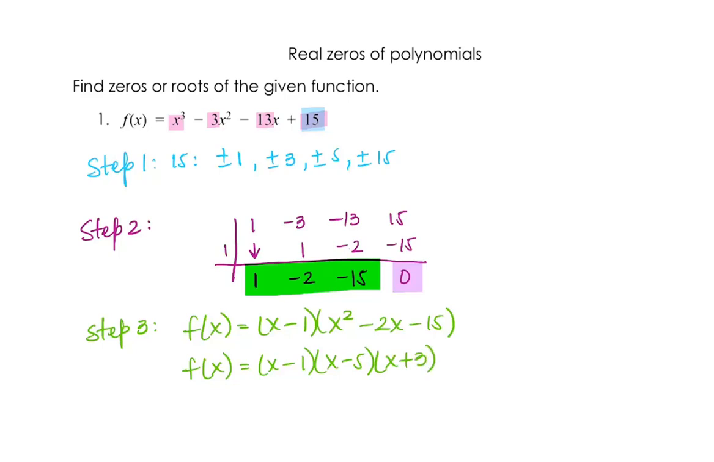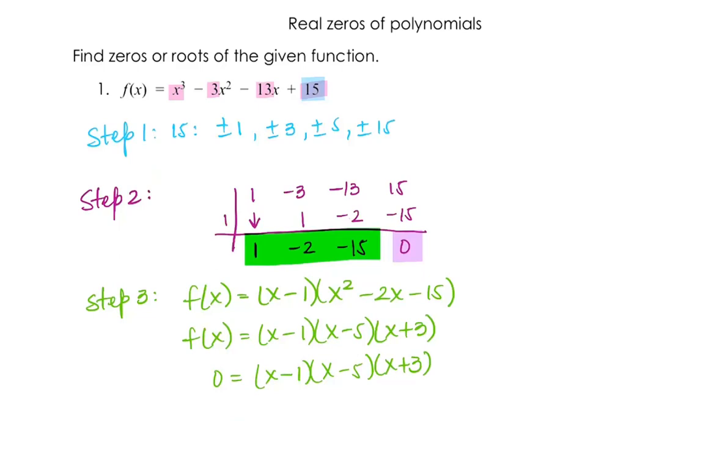And to find the zeros, we just have to set f of x equal to 0. Once we take each term and set it equal to 0, we end up with x equals 1, x equals 5, and x equals -3. And these will be the zeros of our function.